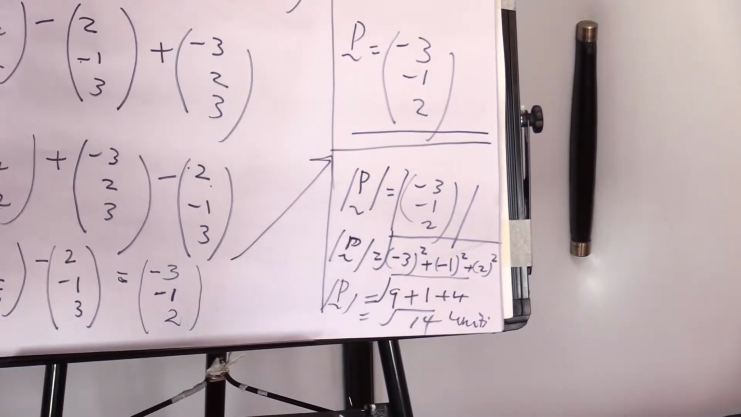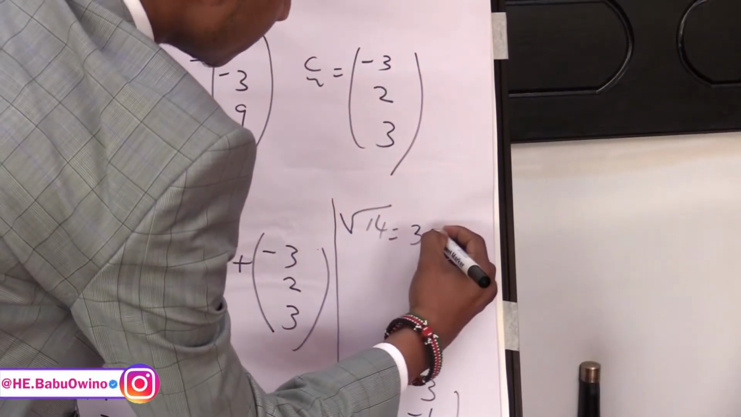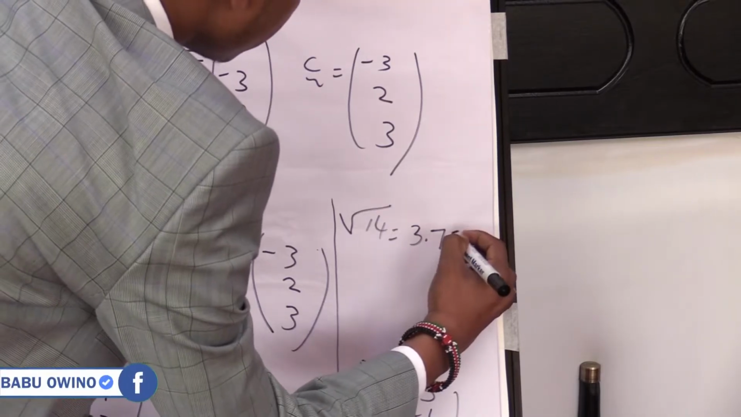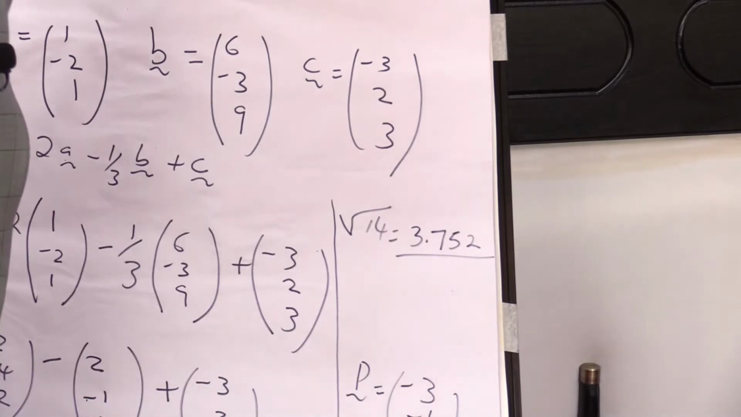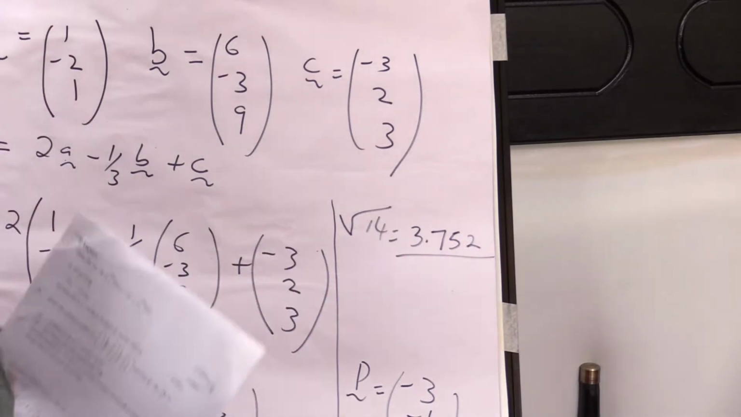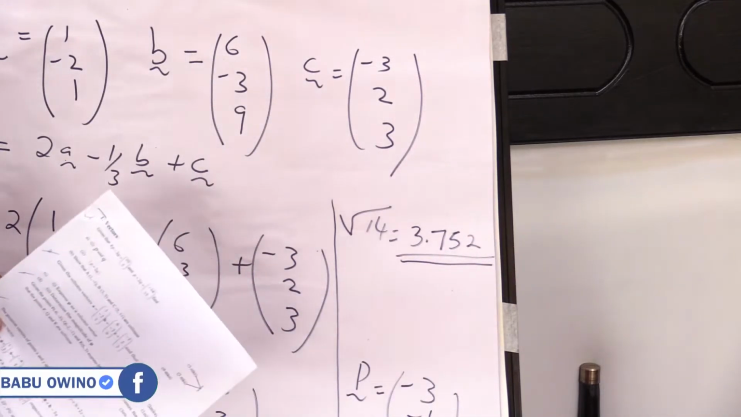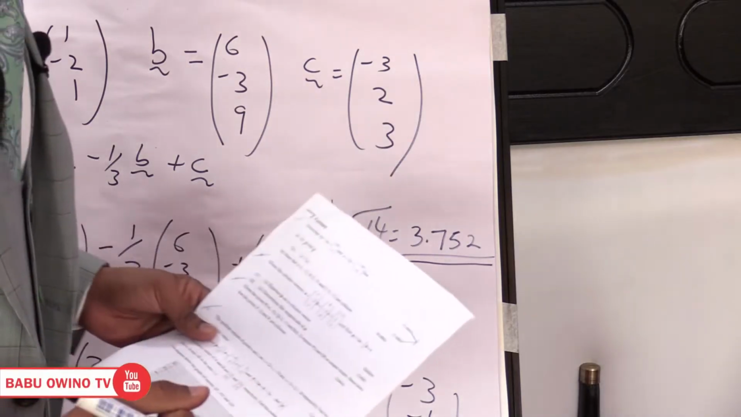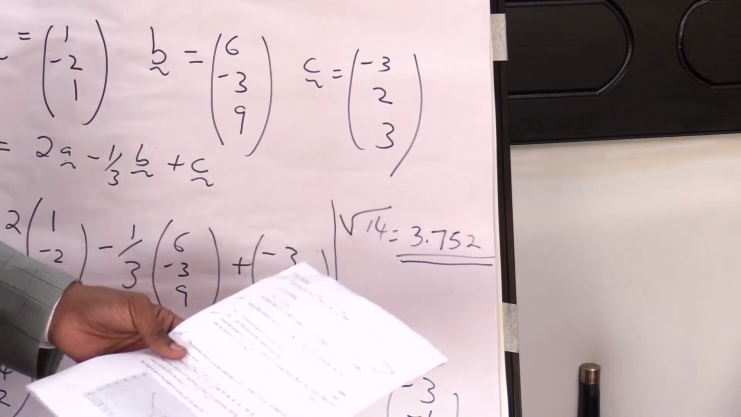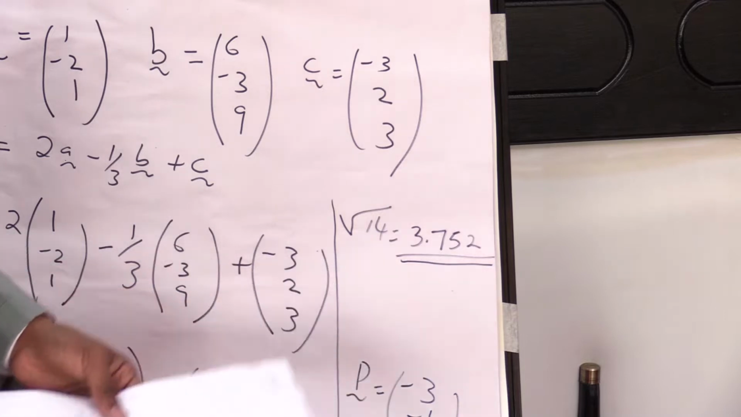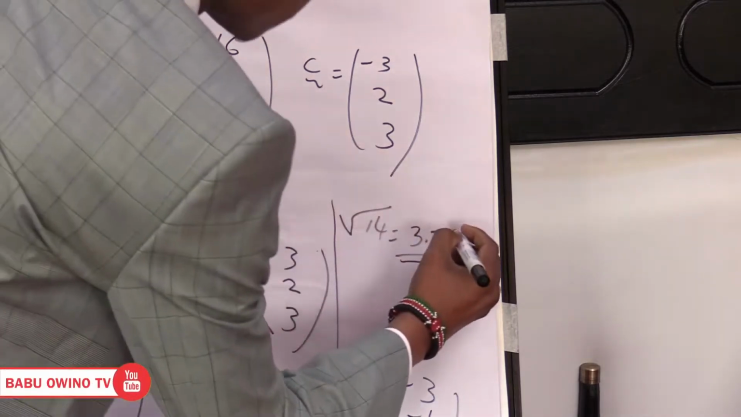The square root of 14 is 3.752, is it? If I'm not wrong, just confirm for me. Let me use my calculator. Square root of 14 is 3.752. Is it? Just confirm for me in your calculator. It is 3.742, not 52 but 42.